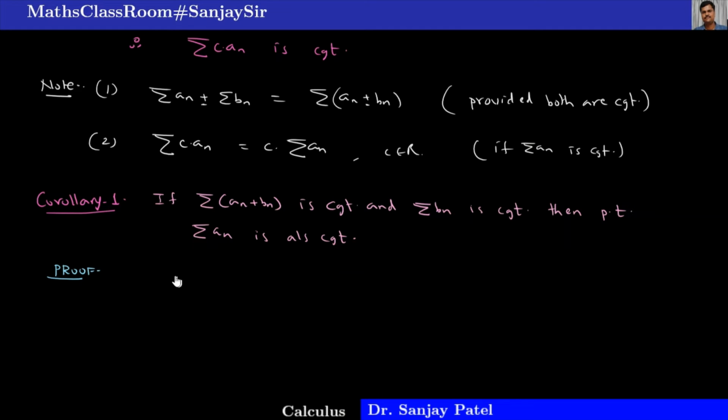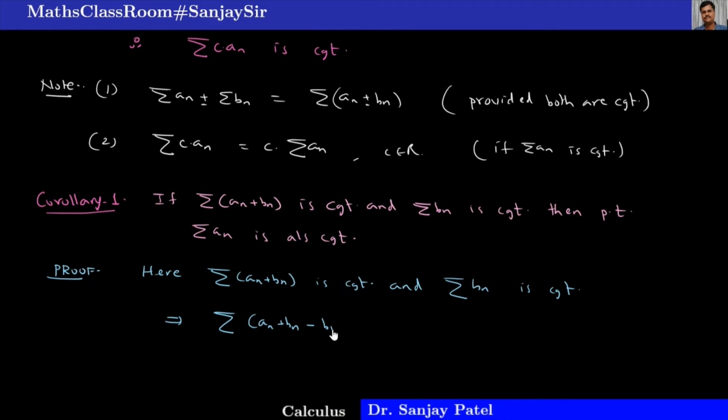What do we have here is sigma (an plus bn). This is one series. This is convergent, and sigma bn is convergent. Okay. We can treat these two as two different series. So this is one series, pn. This is qn. If sigma pn and sigma qn are convergent, then from the first theorem we can say their addition and subtraction both are convergent. So this implies sigma (an plus bn minus bn) is also convergent.